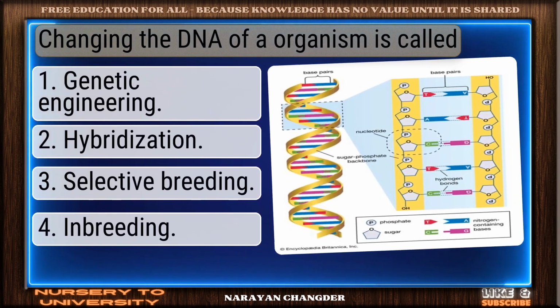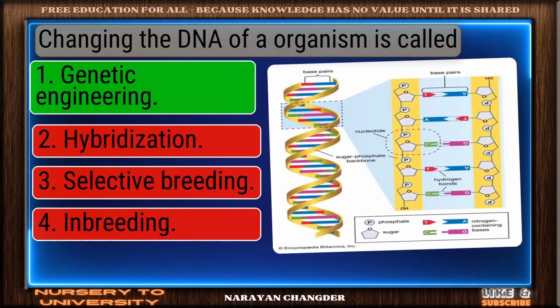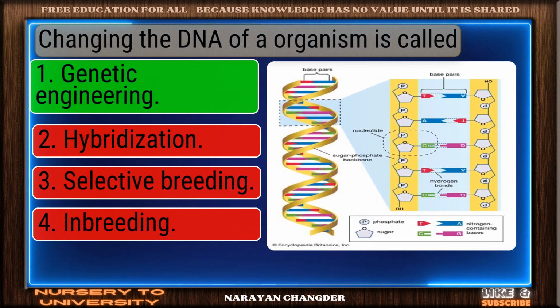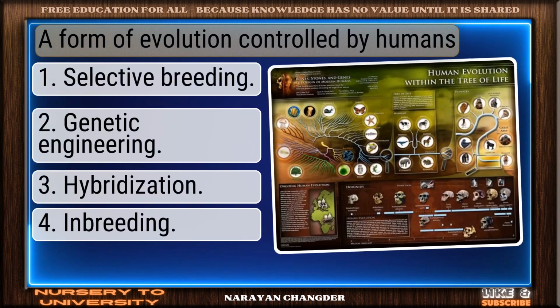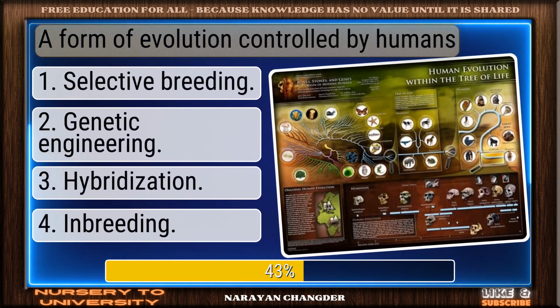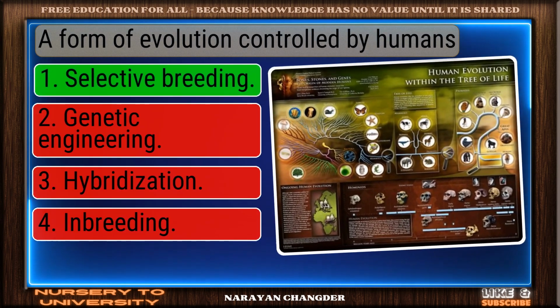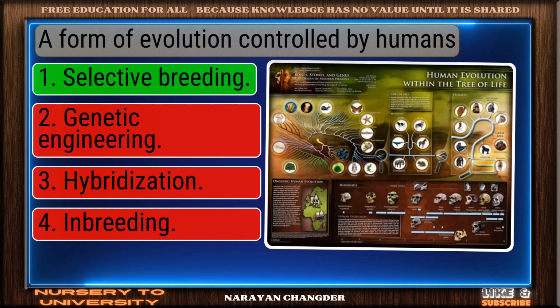Changing the DNA of an organism is called... You got it. Your choice, genetic engineering, is right. A form of evolution controlled by humans. Nicely done. Selective breeding is a solid answer.